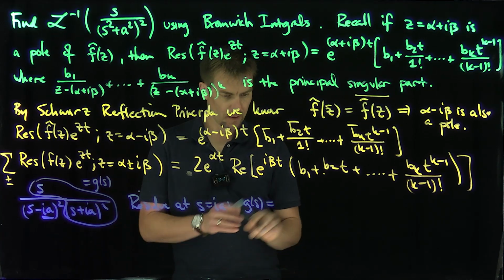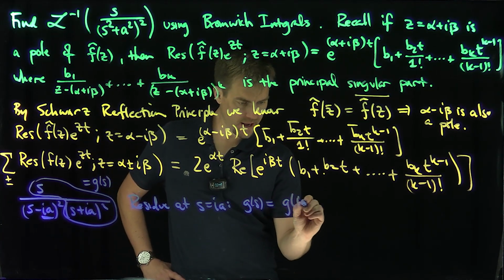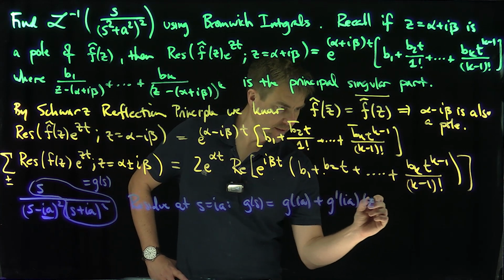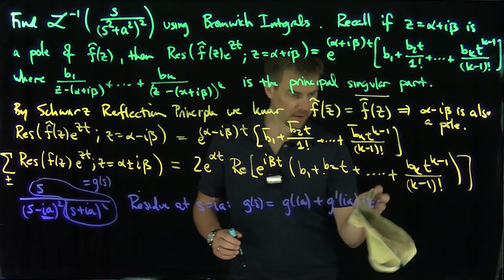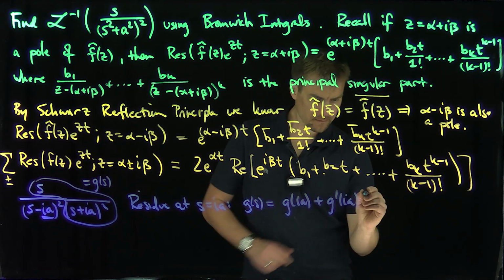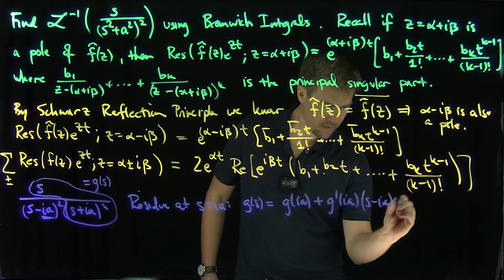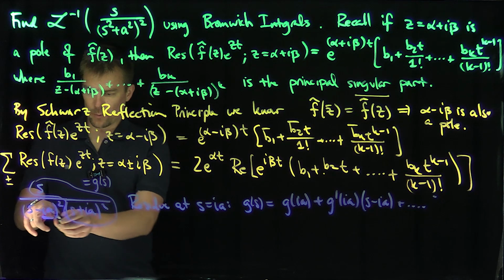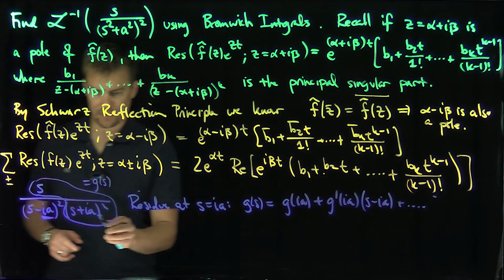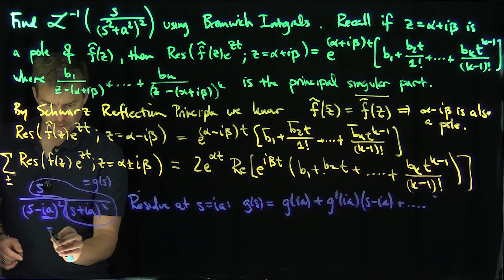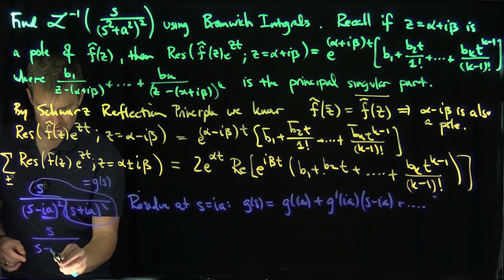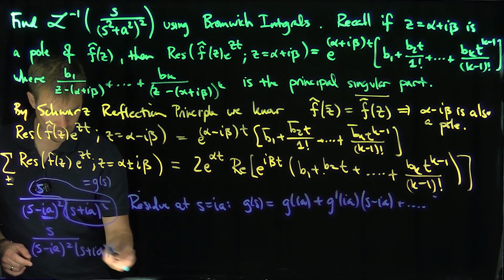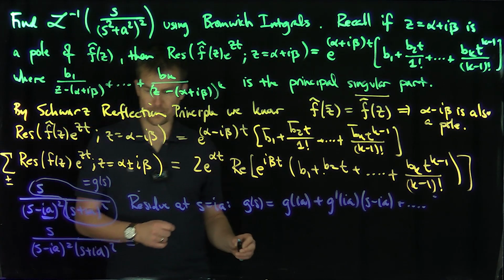So it's going to be g of IA plus g prime of IA, and then s minus IA. Those are the only two terms I need, etc. So when I hit g with s minus IA, what do we see? We see that this expression over here, s over (s minus IA) squared times (s plus IA) squared, is going to be what? Let's write out the principal part of this thing over here.